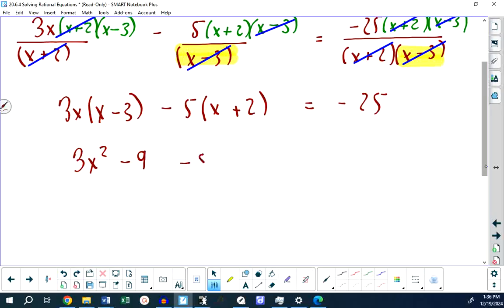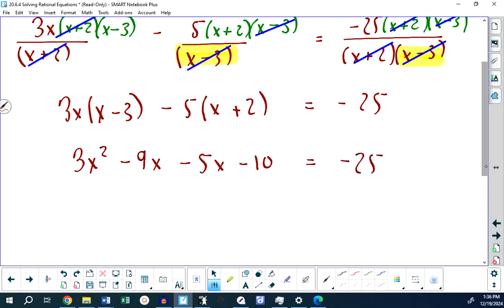So this is minus 5x minus 10. 3x times x is 3x squared. 3x times negative 3, well, there you go. Good idea to check, is negative 9x. And I have told you this before. With algebra at this level, you should be double checking every line. So 3x times x is 3x squared. 3x times negative 3 is negative 9x. And then I have negative 5x minus 10, and this is equal to negative 25.